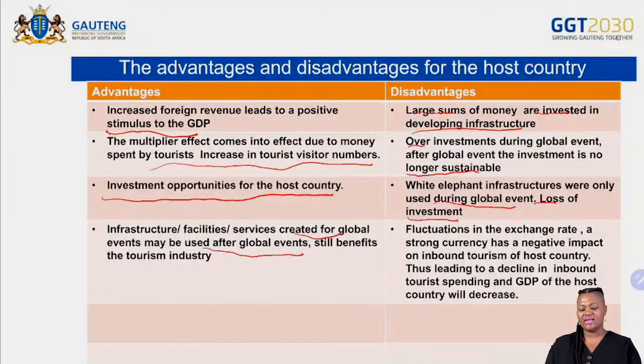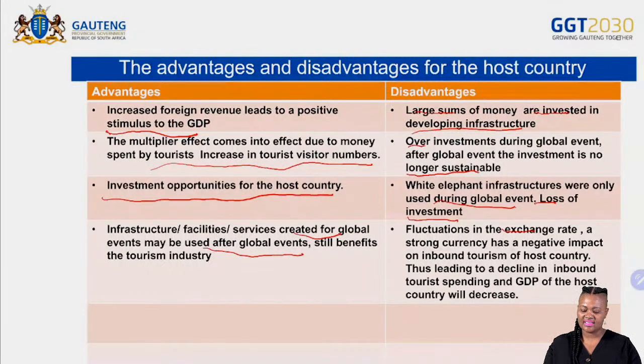Remember in the previous slide, I explained what a white elephant infrastructure is. Infrastructure that was used with a particular service for a particular purpose, but now it is no longer in use. That would result in a loss of investment, because remember, to build that particular infrastructure, money had to be spent. And then fluctuations in the exchange rate.